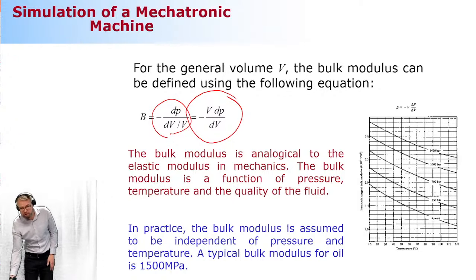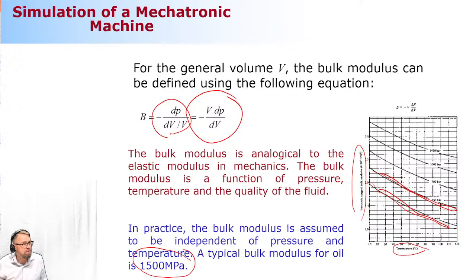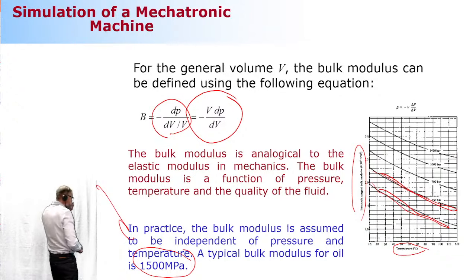What I have here is a slightly unclear picture, but it shows the bulk modulus as a function of temperature, and you see there are different pressures. You see that this is quite a significant effect. And we don't care about the pressure, we don't care about the temperature. We simply assume that the bulk modulus is 1,500 megapascal. That's the value we're going to use later in our modeling work. If you want to lower it, fine, but this is a good guess as a beginning of your modeling work.